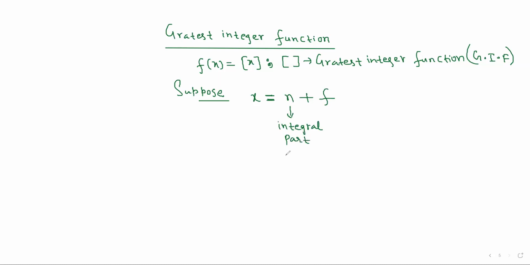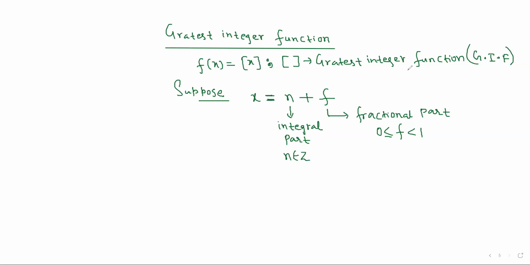Integral part means that n is always an integer, and f means the fractional part. The fractional part f should lie between 0 and 1. So any number in the universe is written as n plus f, where n is the integral part.